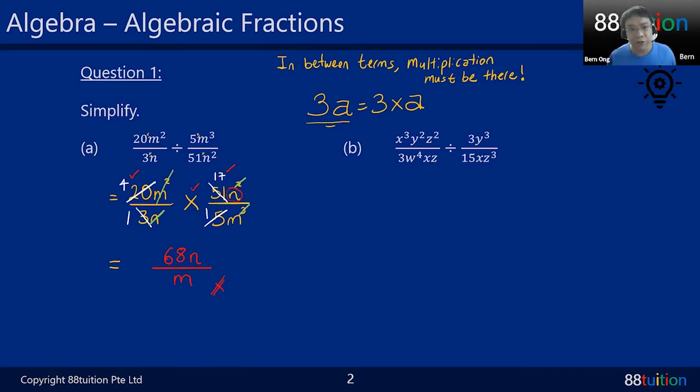All right, Alex got a question. Does the algebraic fraction always end in a fraction? No. All right, sometimes it cancels nicely. It gives you a whole number. It's possible. All right, but this one gives you a fraction. So that's how you simplify. But remember to check, in between terms, multiplication must be there.